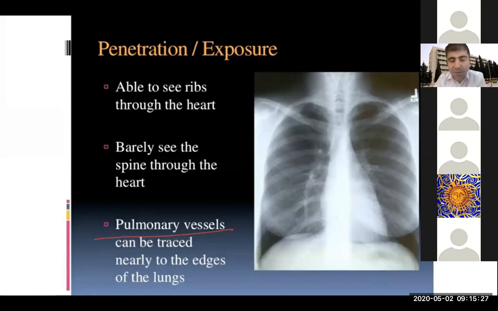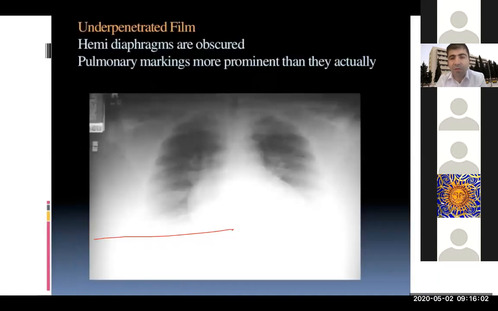For example, on your right side there is a chest X-ray. We should barely see the spine over the heart, but not the intervertebral discs. If we see the intervertebral discs, it means there is over penetration. If we cannot differentiate between the spine and the heart, it means it is hypopenetrated or underpenetrated. And usually we can trace the pulmonary vessels in a good quality X-ray.